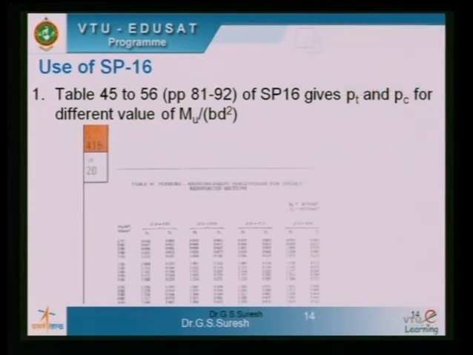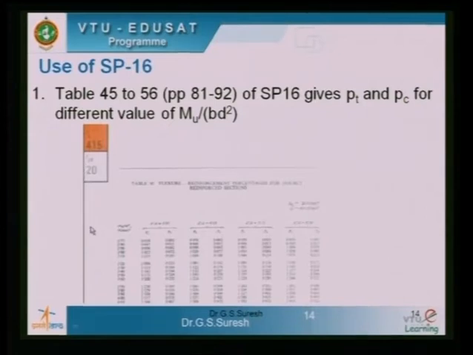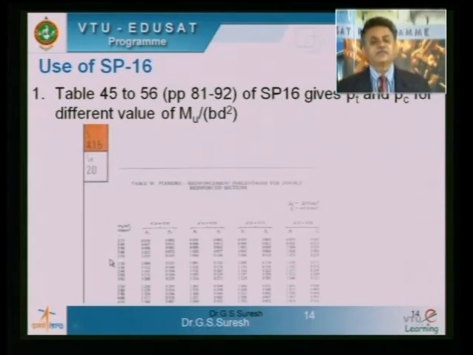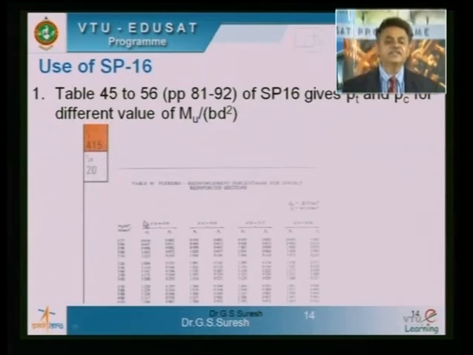We can also use the readily available tables in SP16. We need not remember all these equations. I have shown here an extract from SP16 for fy 415 and fck 20. You may not be able to see this, so if you have your SP16 with you, open pages 81 to 92, probably this will be on page 82. Here this is Table 46, and in the first column you have Mu by bd squared, with Mu expressed in Newton mm, and bd squared in mm squared. That value should be greater than your Q lim, that is, greater than 2.76 in this case.